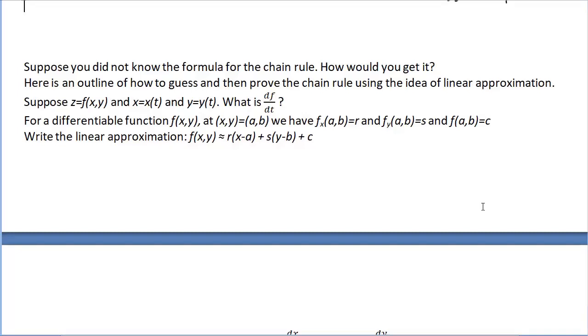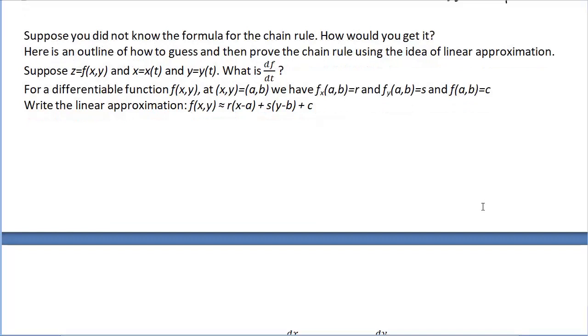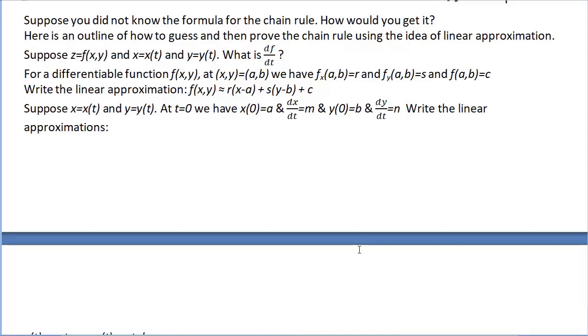Okay. So next we've also got the functions x of t and y of t. Once again, let's suppose that we know the value and the derivative for each of these. We could pick any value of t that gets us to our point, x equals a, y equals b. I'm just going to use t equals 0. So at t equals 0, the x value is going to be a, and the y value is going to be b. And let's say that we also know our derivatives. So dx/dt equals m, and dy/dt equals n.